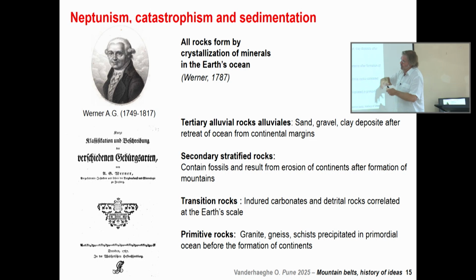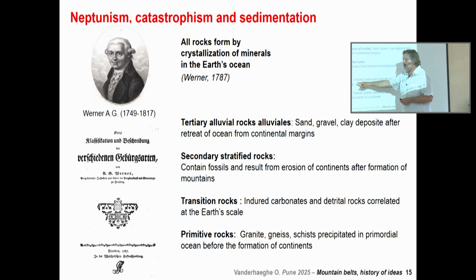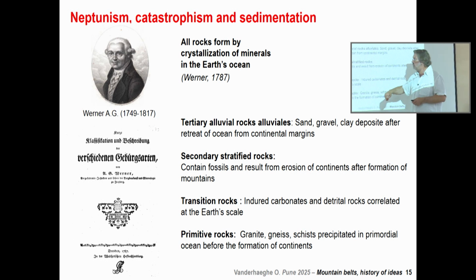So Werner built on the maps and cross-sections of Saxony, and he defined primitive rocks, granite, gneiss, schists, precipitated in a primordial ocean before the formation of continents. His idea was that all rocks formed by crystallization of minerals in the Earth's ocean, mostly water. The time is going like this, a linear progression of time, with irreversible processes. Primitive rocks, transition rocks, carbonates and detrital rocks, correlated at the Earth scale. That's very important. That's really the outcome of his work. Secondary stratified rocks, and tertiary alluvial rocks.